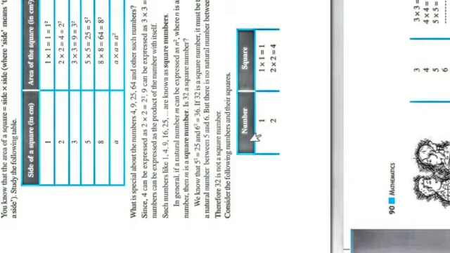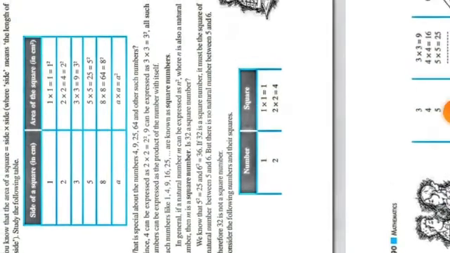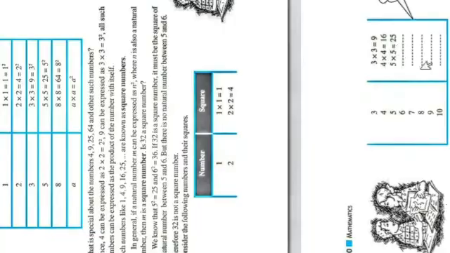So consider the following numbers and their squares. For the number 1, the square will be 1 into 1, that is 1. For 2, 2 into 2, that is 4. For 3, 3 into 3, that is equal to 9. For 4, it will be 4 into 4 equal to 16. 5 means 5 into 5, that is 25. So this you will complete yourself. The same number will be multiplied by itself and you will get the answer. I have also given this in the PDF to complete.